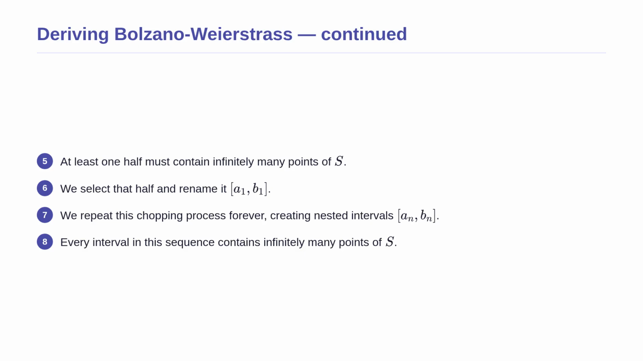Continuing our bisection method, we know that since the original interval contained infinitely many points, at least one of the two new halves must also contain infinitely many points. We cannot split an infinite amount of points into two finite amounts because two finite amounts add up to a finite amount. We select the half that contains infinitely many points and rename it as the interval from A1 to B1. We repeat this chopping process forever, creating smaller and smaller nested intervals. Most importantly, every single interval in this endless sequence contains infinitely many points of our original set S.